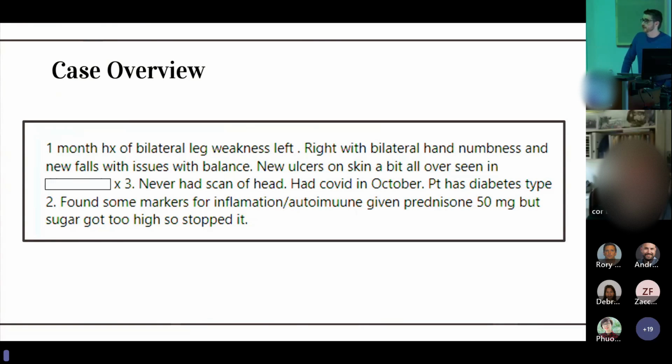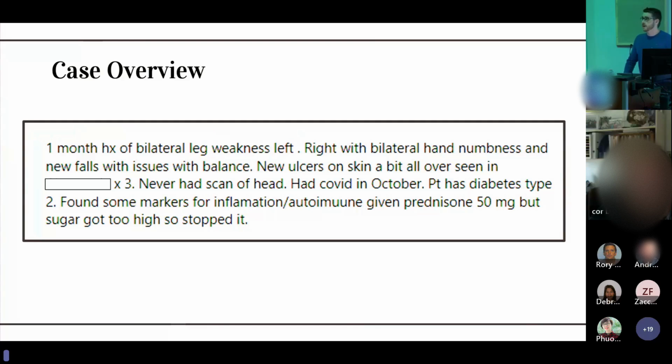You're working observation at the General, and you pick up the next chart, and it's an 80-year-old male who up until a month ago had been functioning very well. He had a history of type 2 diabetes, hypertension, and dyslipidemia. And up until a month ago, he was actually working full time. So you read the triage note, and it's kind of hard to make sense of. There's this 1 month history of bilateral leg weakness. He's got bilateral hand numbness, new issues with falls and imbalance. He's had some new ulcers on his skin.